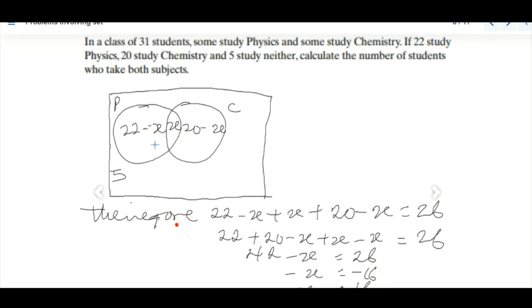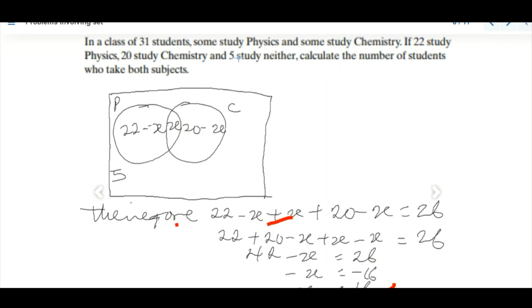For physics here, the number of students that study physics is what? The number of students that study physics is 22. So 22 minus X plus 20 minus X, then equals 26. How did you get 26? That's the total number of students that study both physics and chemistry.